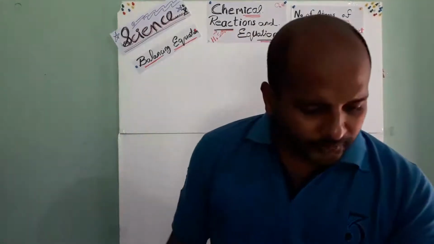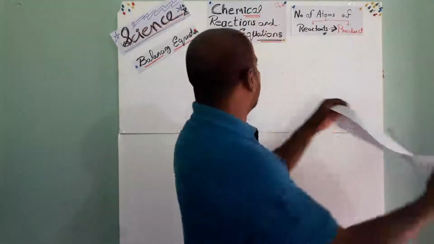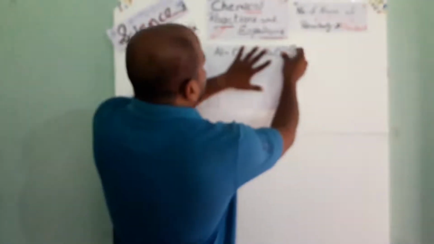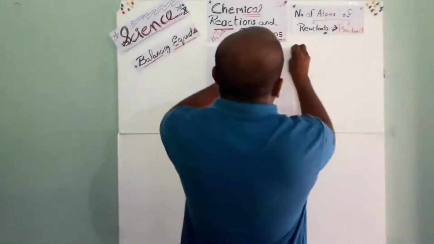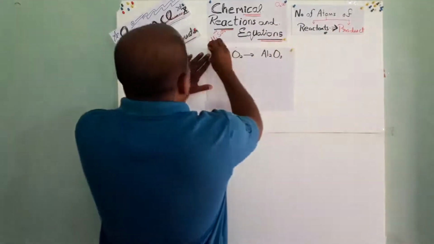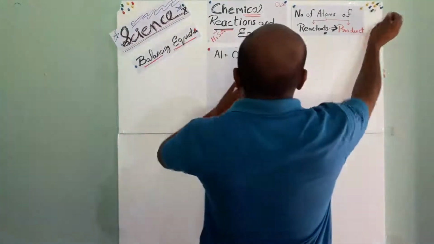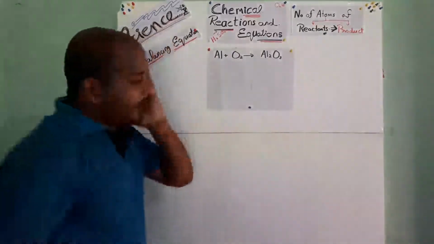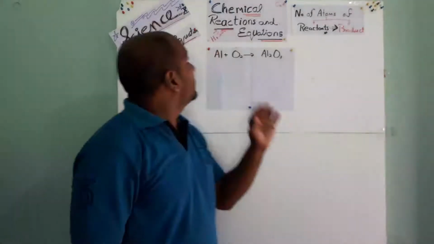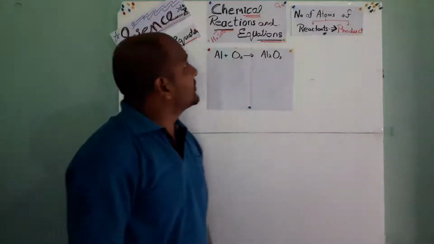Okay, come back to us. So yesterday, where were we? We were solving this equation, I think. So, this is about Al plus O2 gives Al2O3. Let us do a quick revision of chemical reactions and equations.